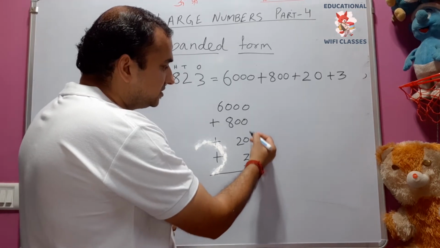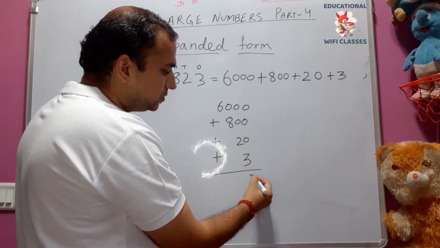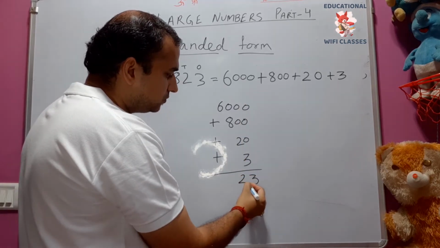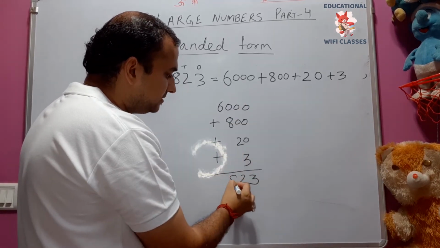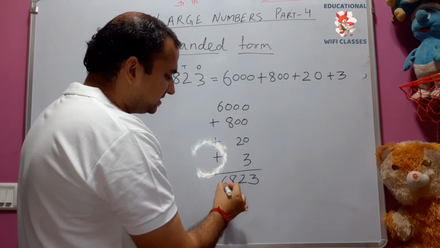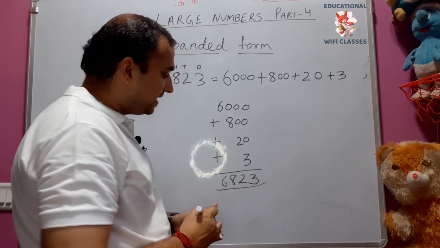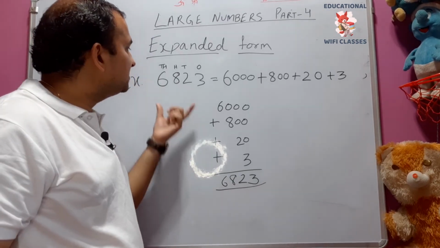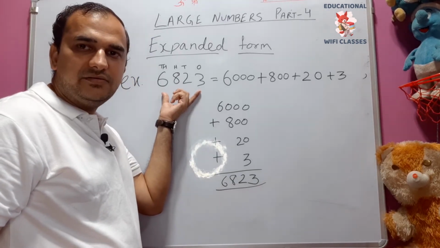So 3 plus 0 plus 0 plus 0 is equal to 3. 2 plus 0 plus 0 is equal to 2. 8 plus 0 is 8. And 6 plus 0 is 6. So we get the answer, 6,823, which is the same as what we started our question with.